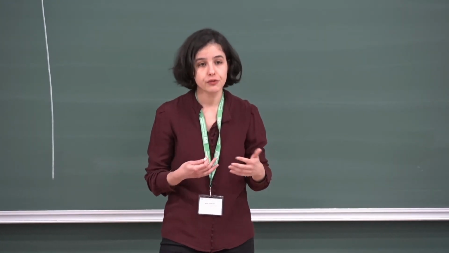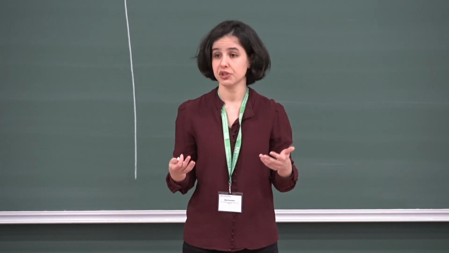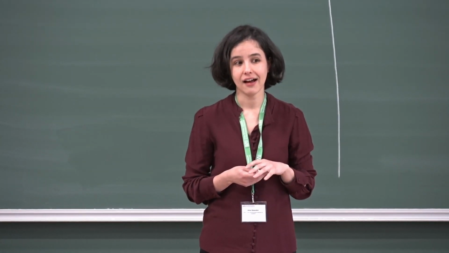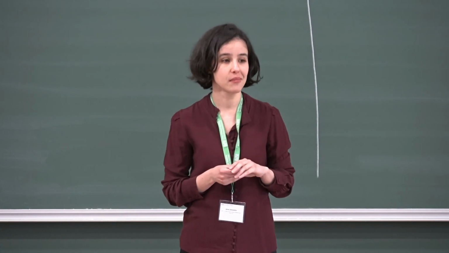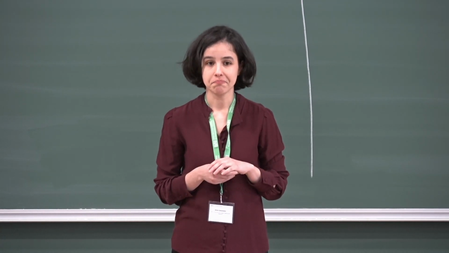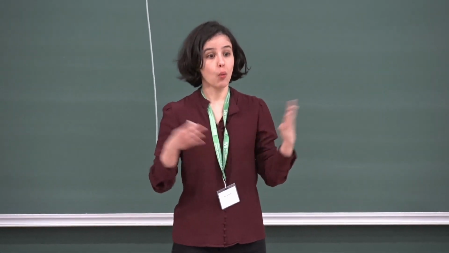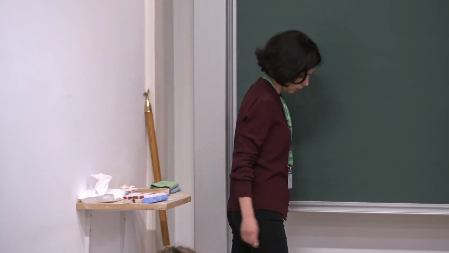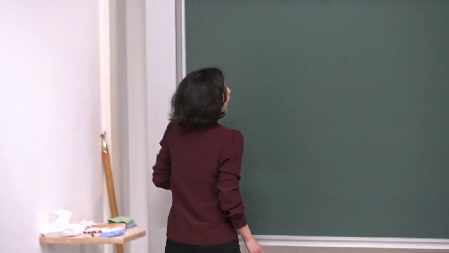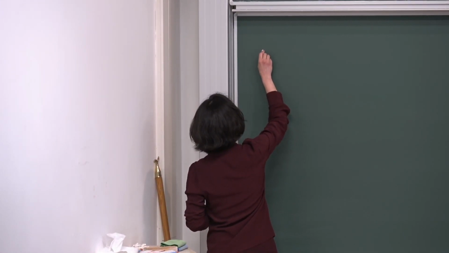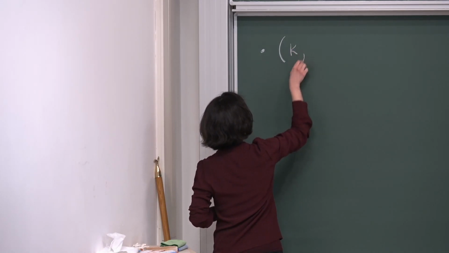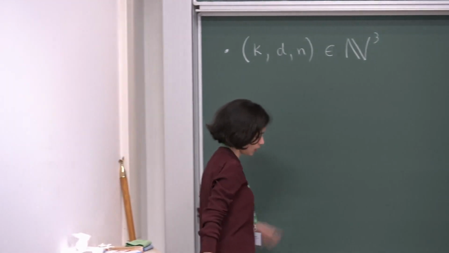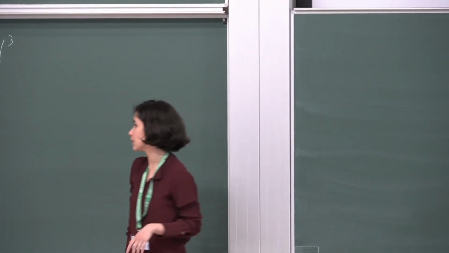My plan for the talk is to try to convince you that this is an interesting problem, and I will do that by focusing on some geometric examples that I find interesting. So what is the setup? I'm going to introduce some notation first, and then I'll move to the example. First, let's fix a triplet of natural numbers, K, D, and N. These three numbers are going to appear throughout the talk.